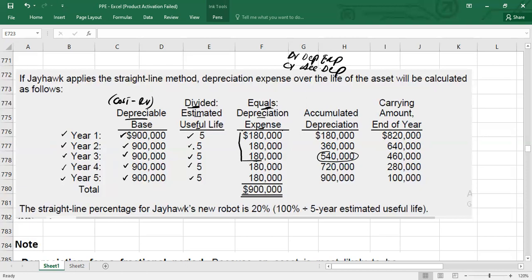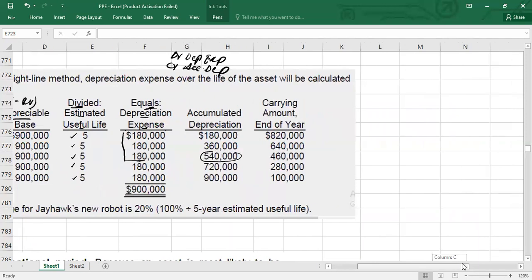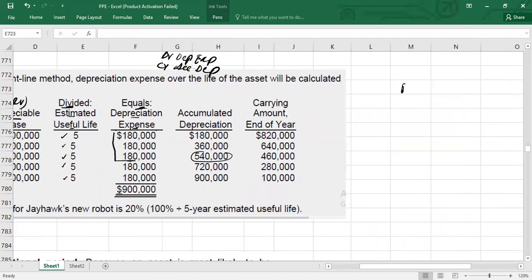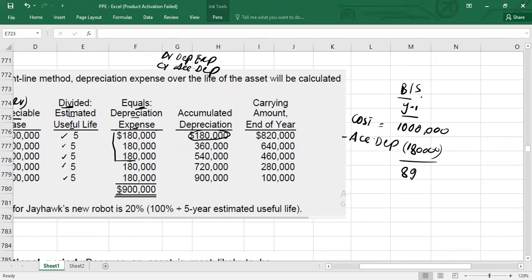Now if you want to calculate the carrying value, please focus here. Let's assume this is your balance sheet, and we are talking about year one. In year one, to record your asset in the balance sheet, you need the cost of the asset, which was 1 million in our example, minus accumulated depreciation. In the first year we have accumulated depreciation of only 180,000. If you subtract, our carrying value will be equal to 820,000. This will happen in year one.